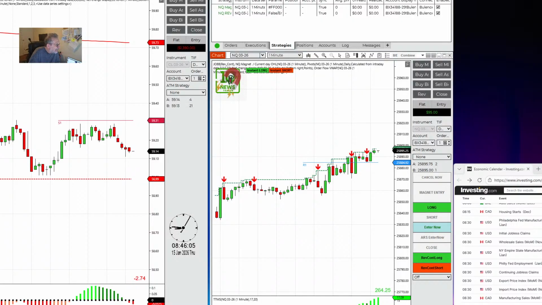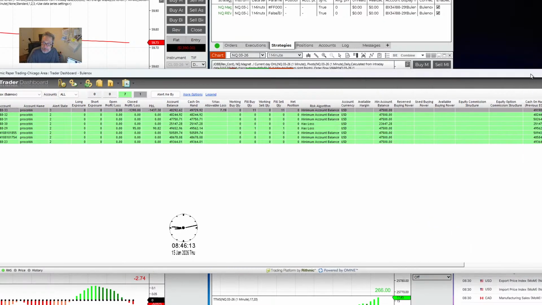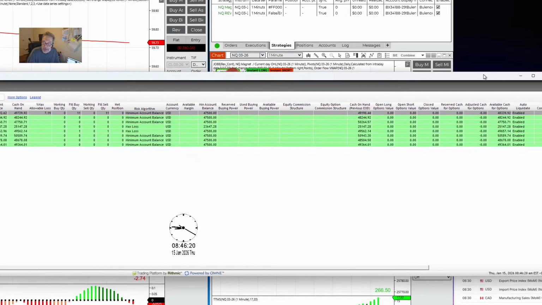So you have to load your trader dashboard in our trader, and you have to look for your liquidation price.